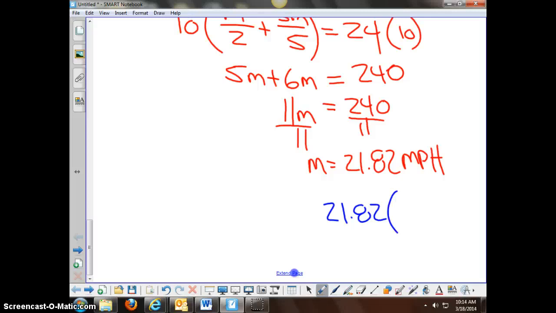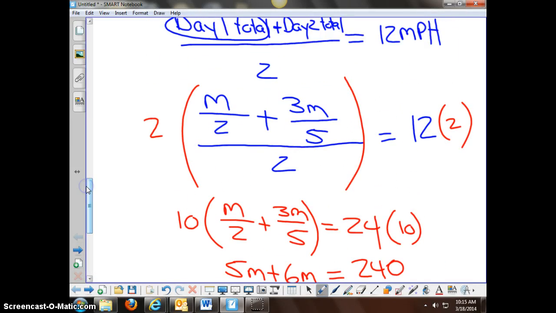And we're going to multiply it by however many hours he rode on day 2, right? How many hours did he ride on day 2? 5. He rode 5 hours on day 2? Yep. Didn't he ride 3 times as far on day 2? Okay, he rode for 5 hours, but do we want to go by hours, or do we want to go by the fact that he rode 3 times as far on day 2 as he did on day 1?